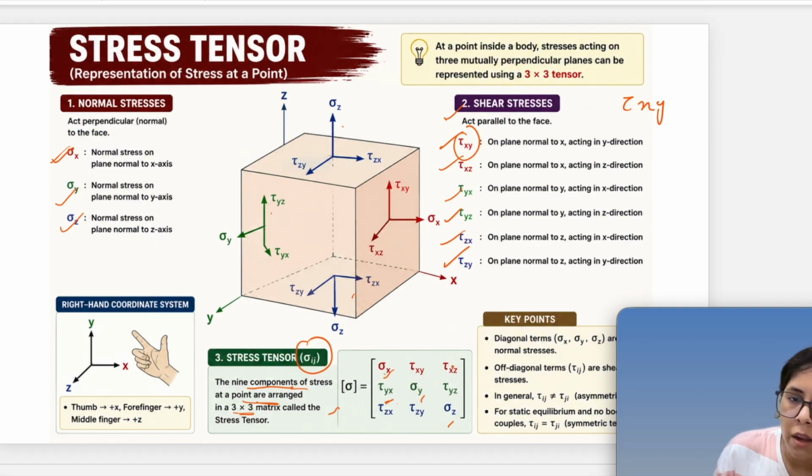Now, the remaining shear stresses will be put at different locations. For example, this is the x-axis line. So in x plane in y direction, x plane in z direction, y plane in x direction, y plane normal direction, y plane in z direction, z plane x direction, z plane y direction, z plane z direction. In some books it will be written as sigma xx, sigma yy, sigma zz. Right. So it's nothing but in x direction, in y direction, in z direction.